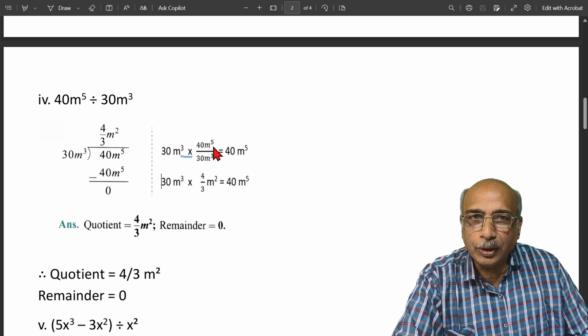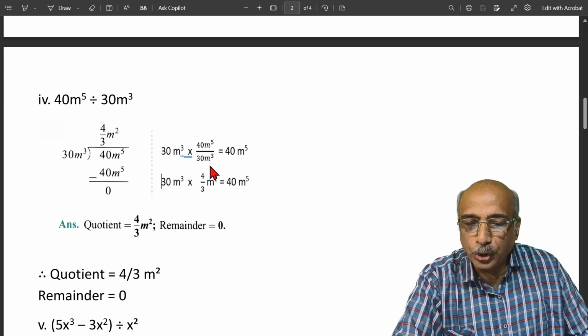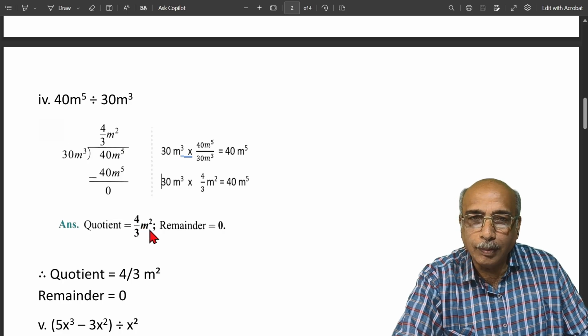M raised to power 5 divided by m cube equals to m raised to 5 minus 3 is m raised to power 2. So if I multiply this term by here, again I will get 40m raised to 5. So quotient will be 4 by 3 m square. So 4 by 3 m square into 30m raised to power 3, you will get 40m raised to power 5. Subtract from this, here remainder will come 0. Quotient will be 4 by 3 m square.